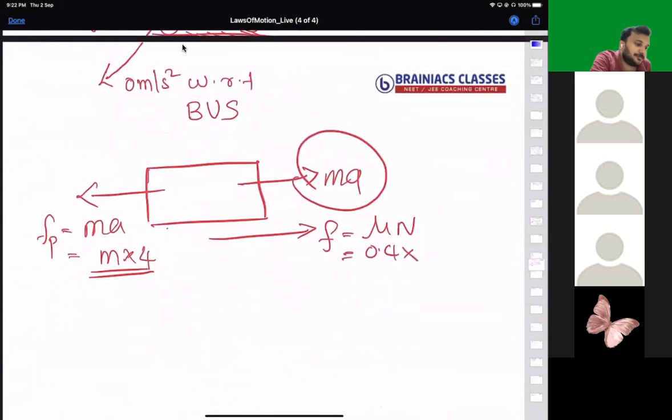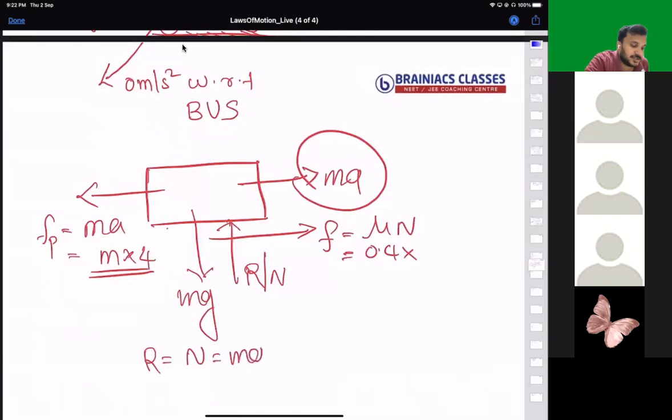0.4 substitute 0.4. What is normal reaction? If a box is on the floor, the downward force is mg, and the upward force is called the normal reaction, R or N. You can see it on the screen. So mu into R, where R equal to N equal to mg.